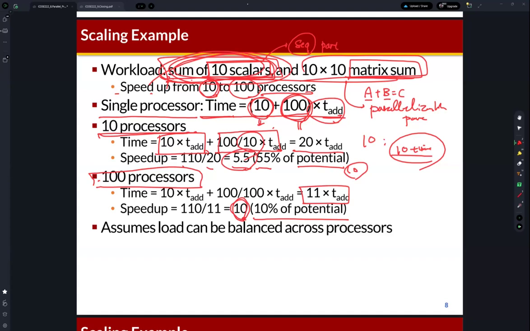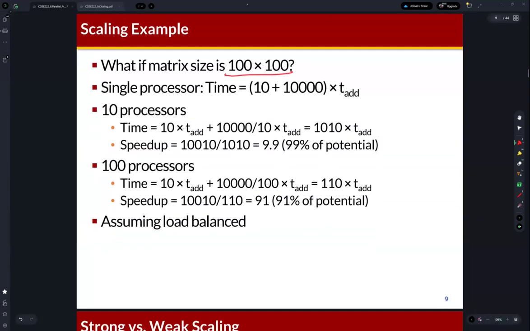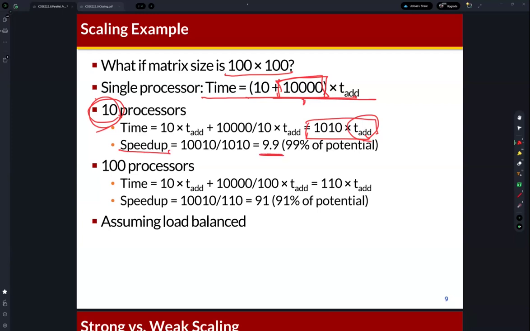Now let us assume that the matrix size is increased to 100 by 100. For the single processor, the execution time is this amount. And with 10 processors, we can just improve this part, which is the parallelizable part, right? So the execution time is 1010 multiplied by T add. Then what is the speedup? Speedup is 9.9, around 99% of potential.